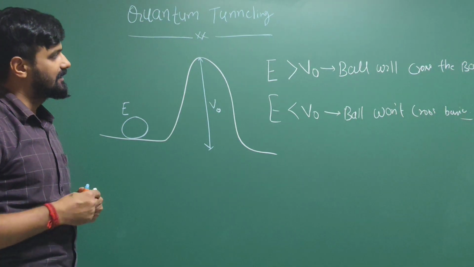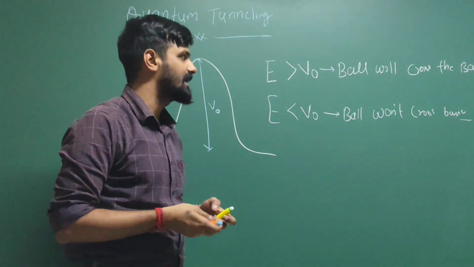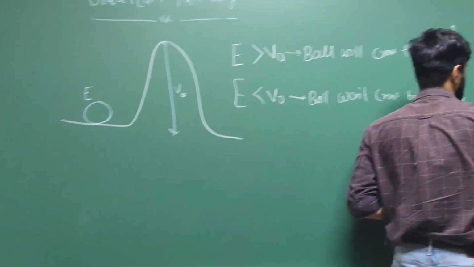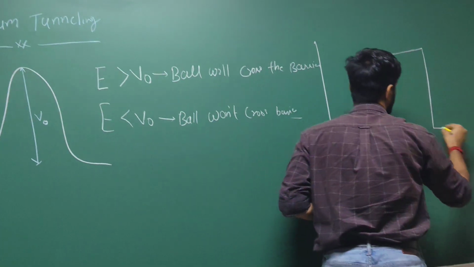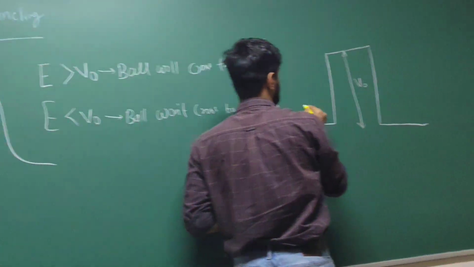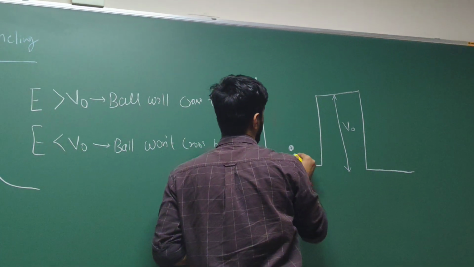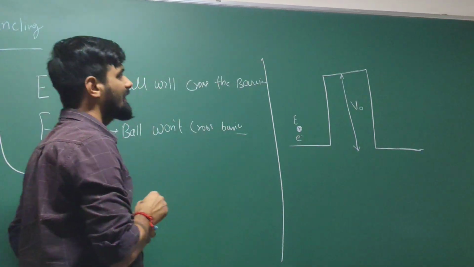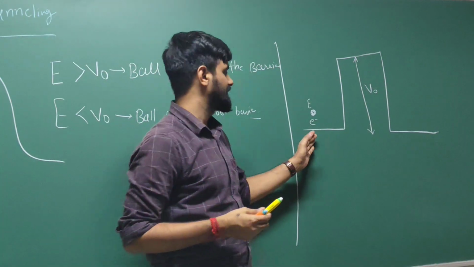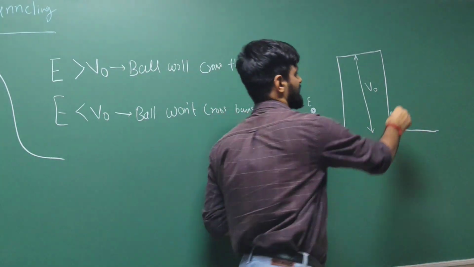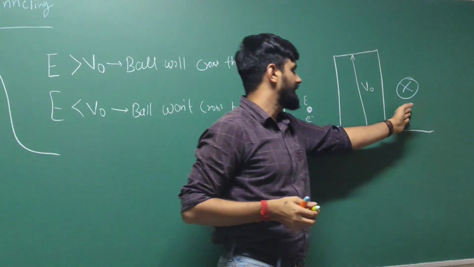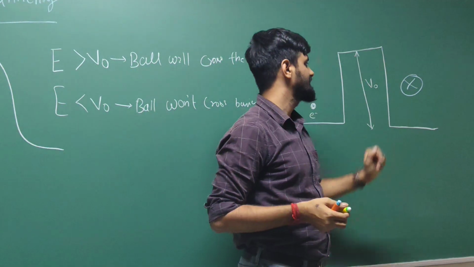But let's say we talk about an electron, and the electron is approaching a potential barrier. The barrier height is, let's say, V0, and this electron has energy E. Is that clear? Classical mechanics cannot predict that there is a finite probability of finding the electron in this particular region. Classical mechanics fails to explain that there will be a finite probability of finding this electron in this region. But what happens?